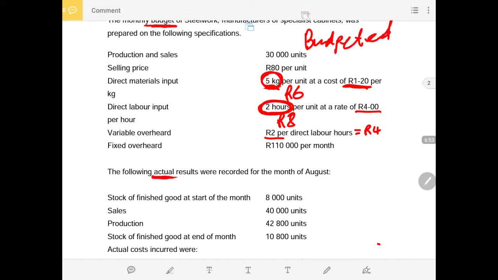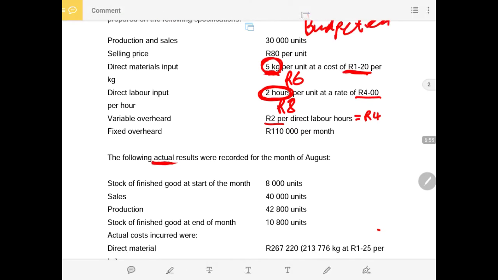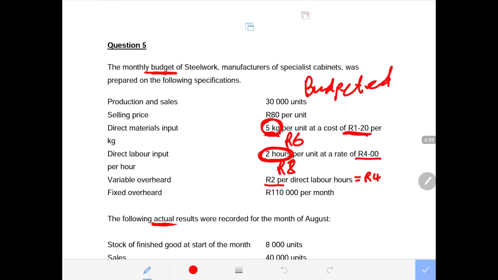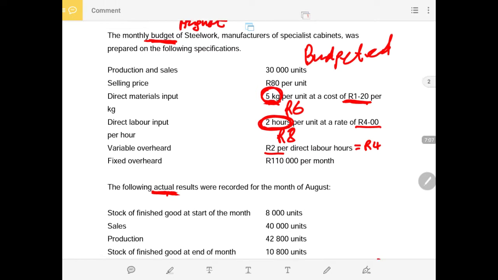The actual results were recorded for the month of August. So now this is what actually has taken place. Remember, this was the budget for the month of August. This is what we budgeted, but in actual fact, this is what took place in the month of August.